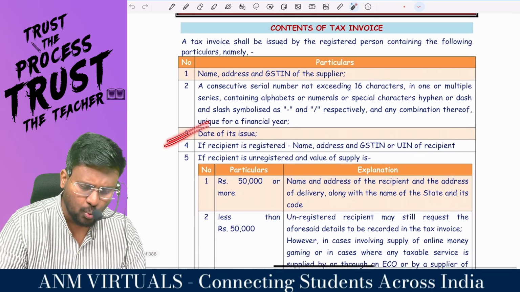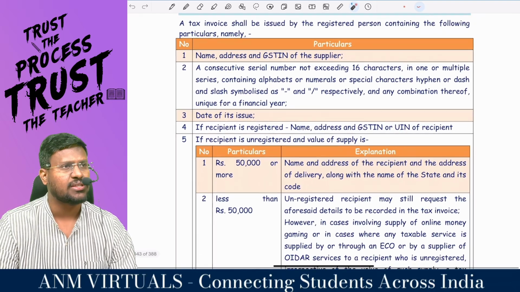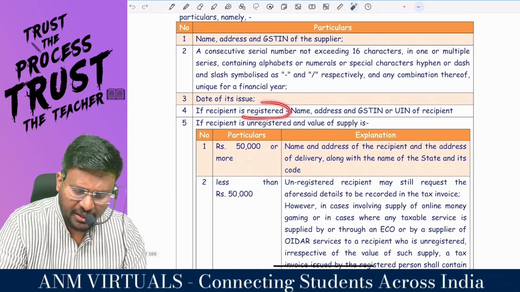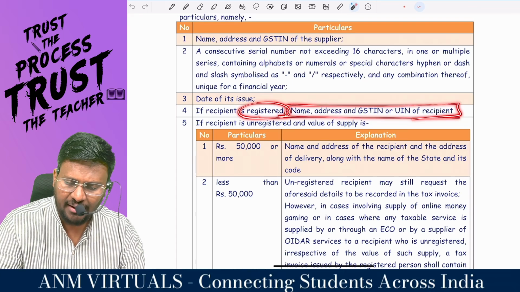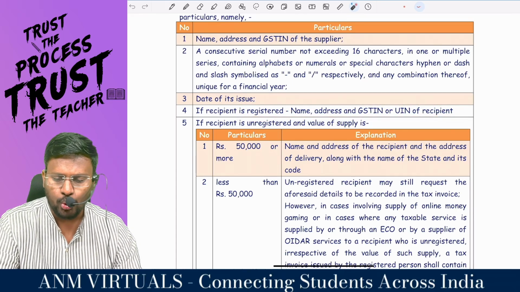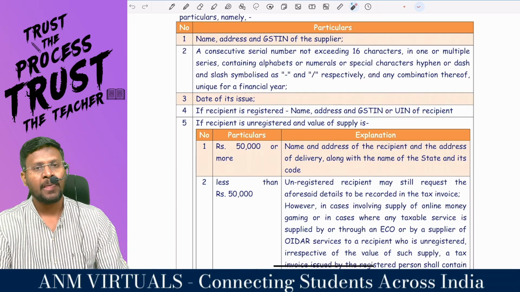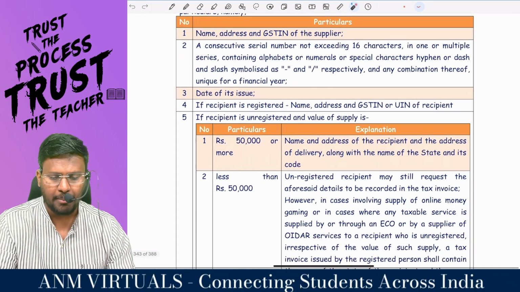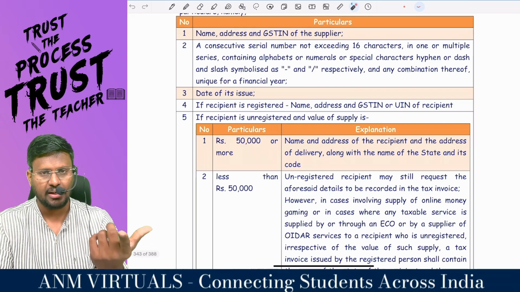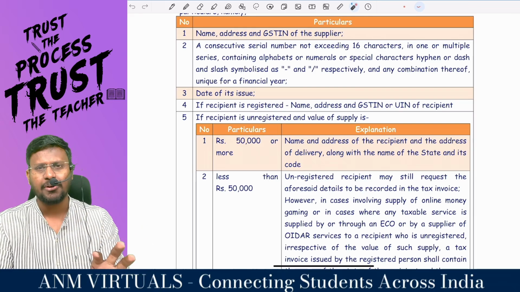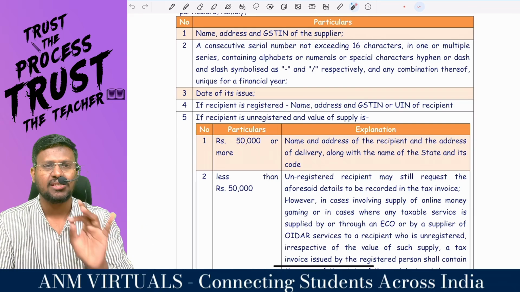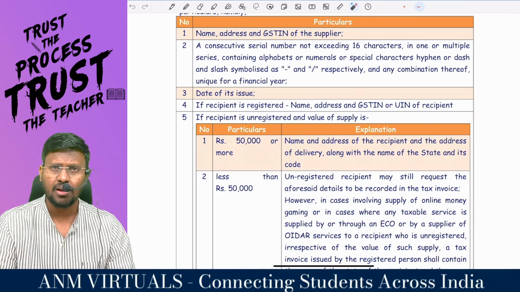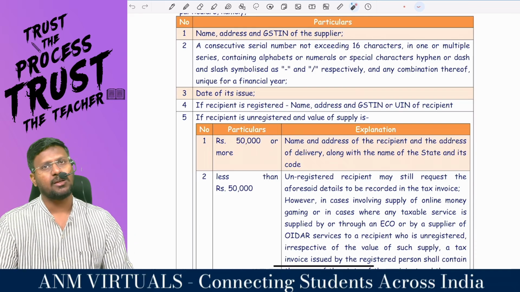And the date of issue. What is the date of the tax invoice? This is the third content you should have. Number four, if the recipient is a registered person, then name, address and GSTIN or UIN of the recipient. Till now we talked about the supplier details. Now I am coming to the recipient details. If the recipient is a registered person, then name, address and GST number or UIN, which is unique identification number of the recipient.